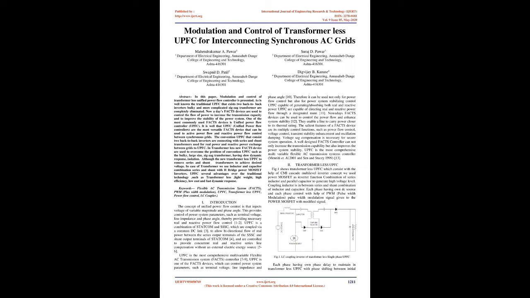Introduction. The concept of unified power flow control is that it injects voltage of variable magnitude and phase angle. This provides control of power system parameters, such as terminal voltage, line impedance, and phase angle, thereby providing the necessary real and reactive power flow control [1-2]. UPFC is a combination of STATCOM and SSSC, which are coupled via a common DC link [3], to allow bidirectional flow of real power between the series output terminals of the SSSC and the shunt output terminals of the STATCOM [4], and are controlled to provide concurrent real and reactive series line compensation without an external electric energy source.